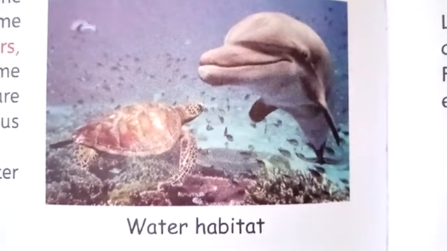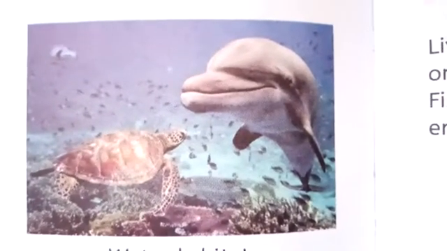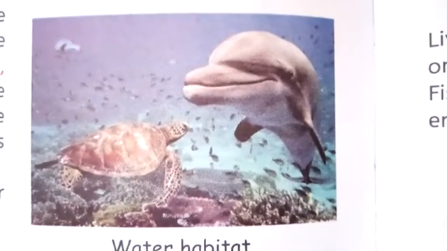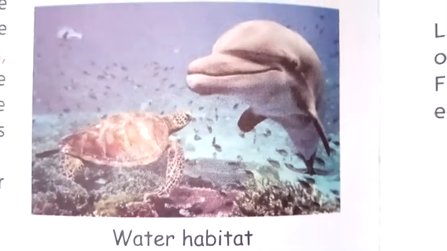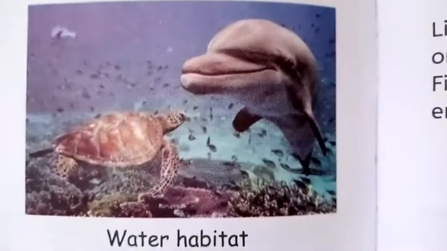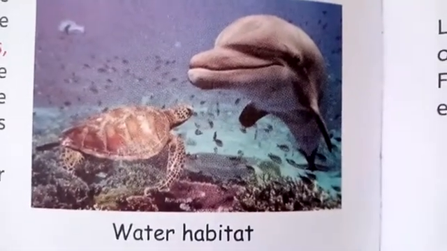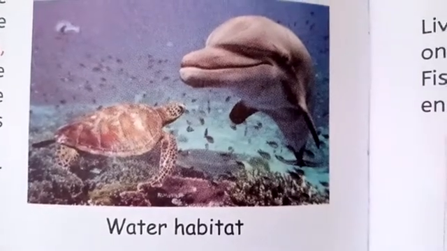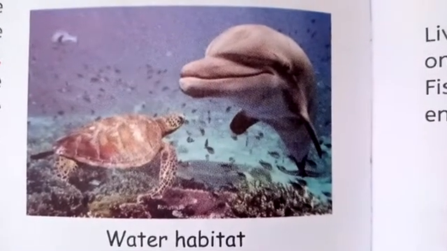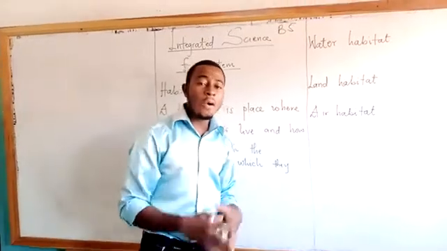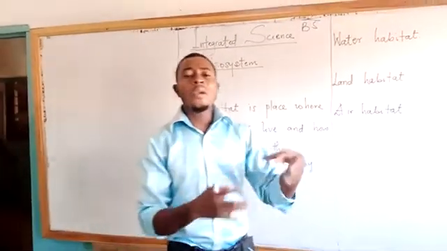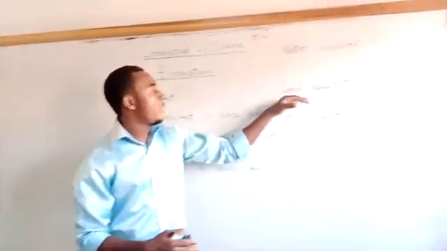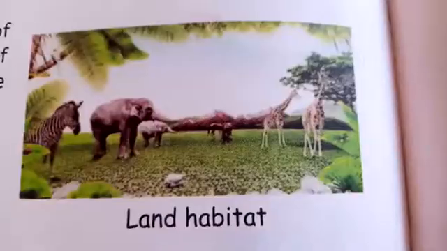Now we can also have examples of plants that live in water. We can talk of water lily and then sunflower. Of course, you might have other examples. Now this is what we refer to as water habitat. So that is it for water habitat. We are going to look at the next one, which is land habitat.